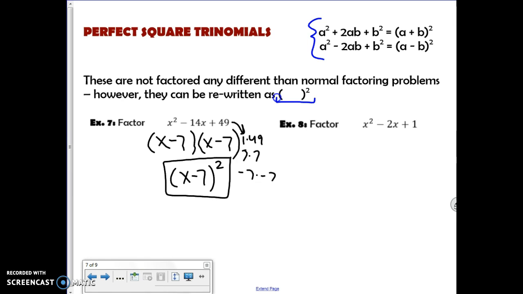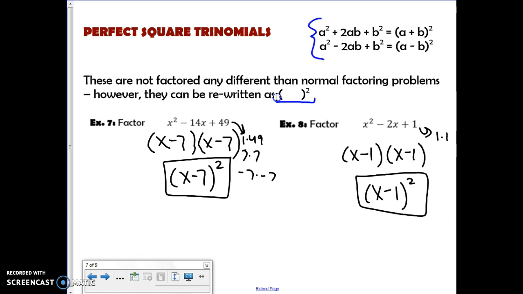Alright, example 8. We're asked to factor x squared minus 2x plus 1. Same thing, factors of 1. Well, 1 and 1. That was pretty easy. So think about your signs. What do you want the signs to be? If you want a negative 2, hopefully you're able to figure out x minus 1. x minus 1 would give me my negative 2x. The last step is you can write this as one parenthesis all squared. Perfect square trinomials are kind of fun. They're really easy. Just remember that you want one parenthesis all squared in the end. That's the goal.